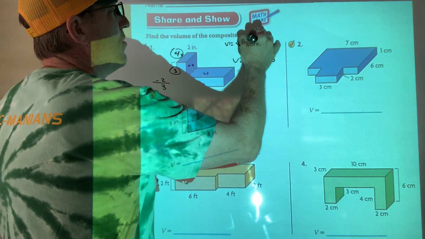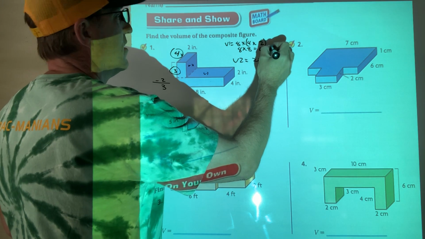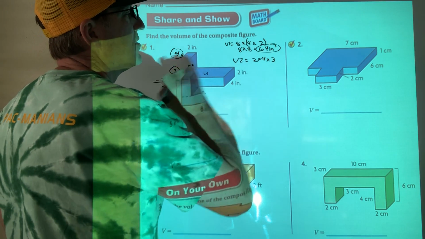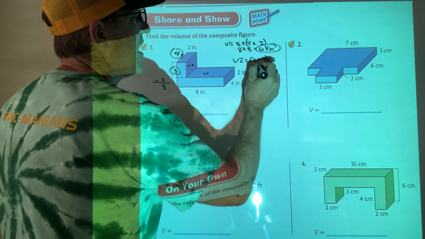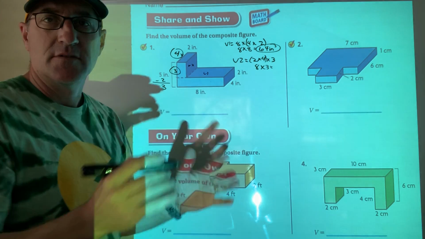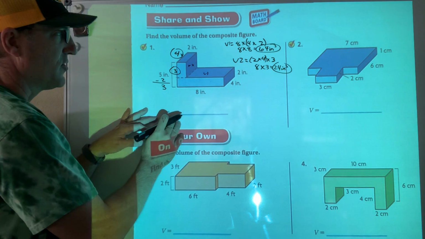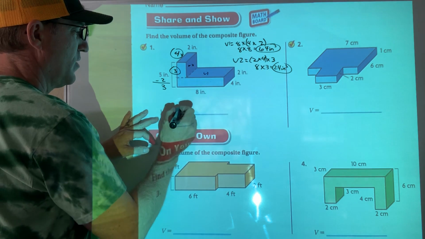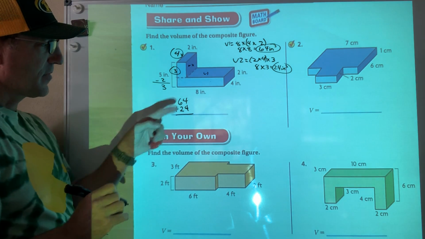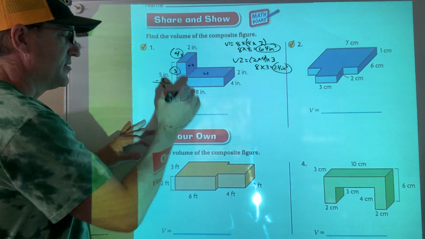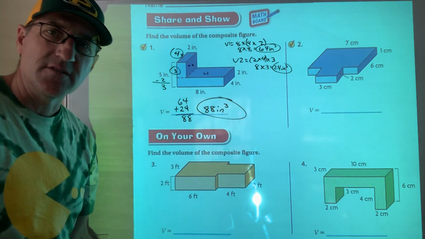Okay, so now I'm going to go 8 times 8, which is 64 inches cubed. That's my first one. And then here I've got 2 times 4 is 8, and 8 times 3 is 24 inches cubed. To get my total volume, I take 64 and add it to 24. 4 plus 4 is 8, 6 plus 2 is 8. I get 88 inches cubed, or cubic inches, you can write it however you want.